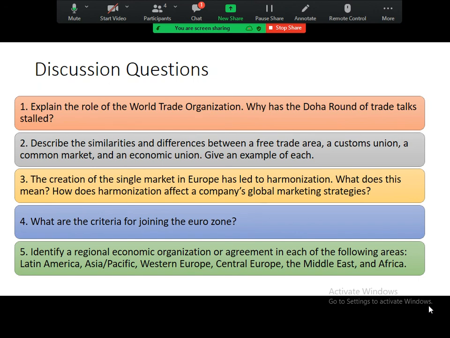Then the creation of the single market in Europe has led to harmonization. What does it mean? How does harmonization affect a company's global marketing strategy? Then, what are the criteria for joining the Eurozone? And identify the regional economic organizations or agreements in the following areas: Latin America, South Pacific, Western Europe, Central Europe, Middle East and Africa.